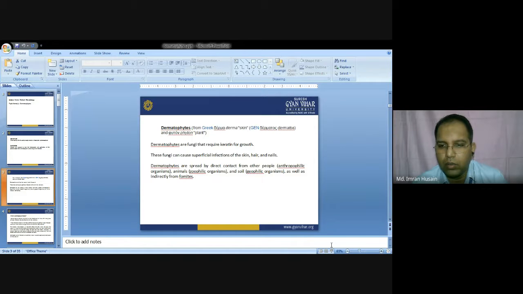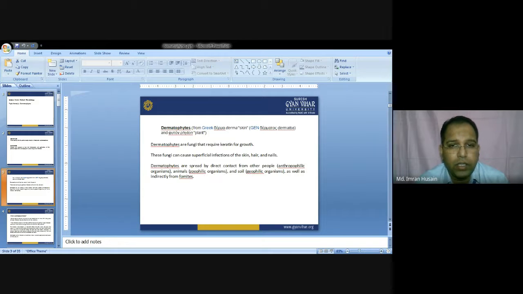So now coming on to the dermatophytes. As we have already revised the way they cause infections and the havoc they cause on the individual, now we are going to deal with dermatophytes. Okay. So in Greek, derma means skin and phyton means plant. In early days, these fungi were considered to be plants. So any disease caused by them was eventually called dermatophytes. So derma means skin and phyton means plant.